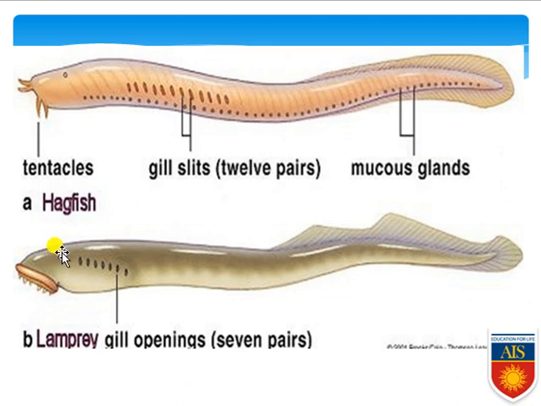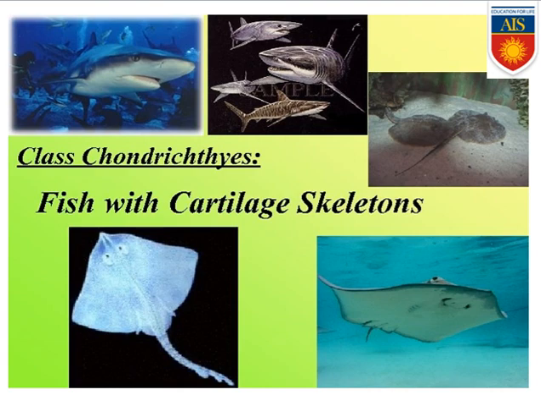Lamprey also, they have seven pairs of gill slits, they have a circular mouth, and they have a small fin-like structure, but that is not the paired fin which is present in case of fishes. Okay. So these are overall the two organisms belonging to the class Cyclostomata, lamprey and hagfish. Okay, so next we are going for class Chondrichthyes. That means we are now entering the vertebrate organisms, specifically the fish.